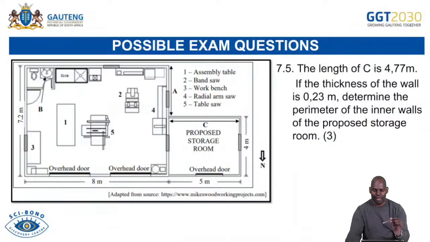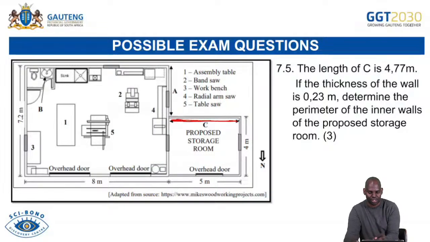Okay, then the next question is the length of C. So let us look at where C is. So here is the length of C, from this point to that point. They say it is 4.77 meters. If the thickness of the wall is 0.23 meters, determine the perimeter of the inner walls of the proposed storage room.